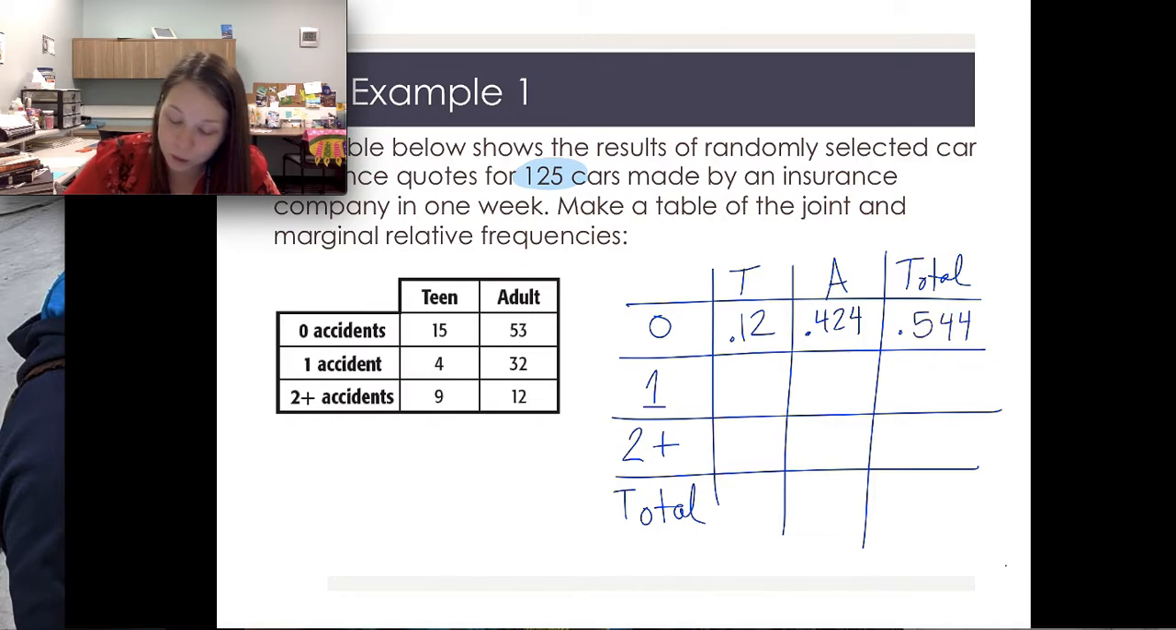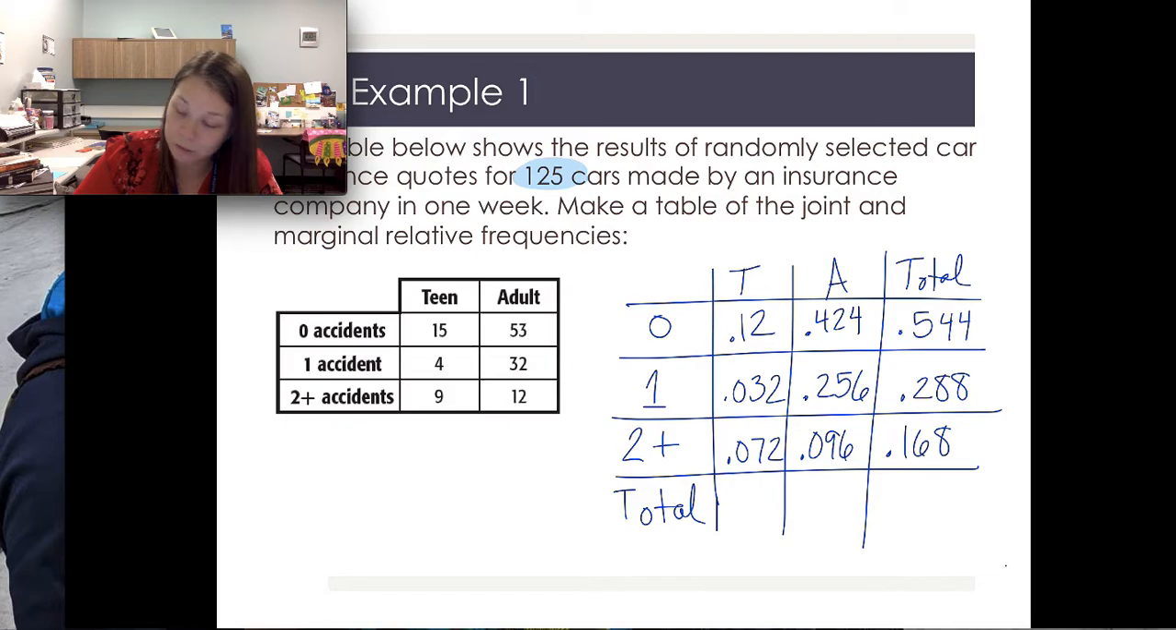4 divided by 125 is 0.032. 32 divided by 125 is 0.256, and that gives me a total of 0.288. 9 divided by 125 is 0.072. 12 divided by 125 is 0.096, and that total is 0.168.